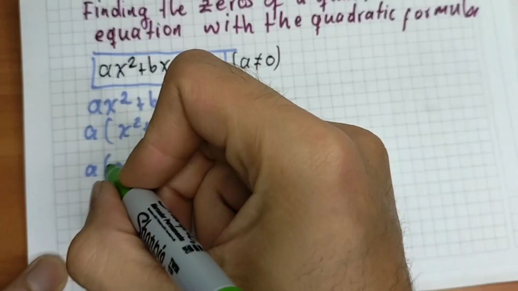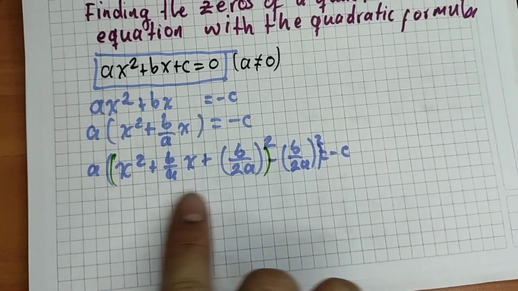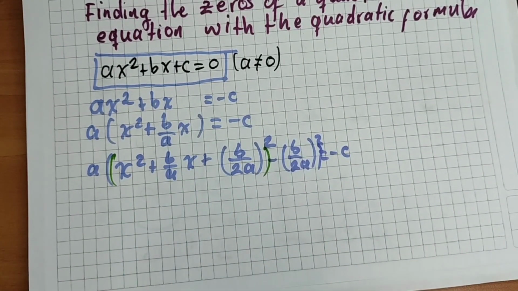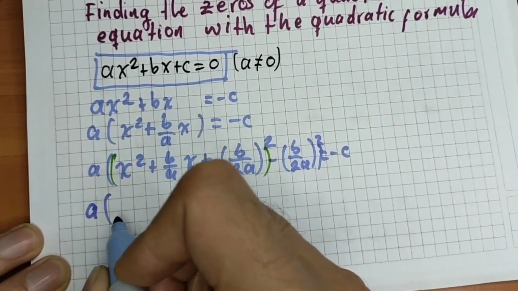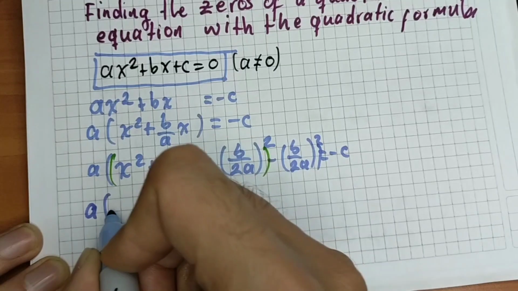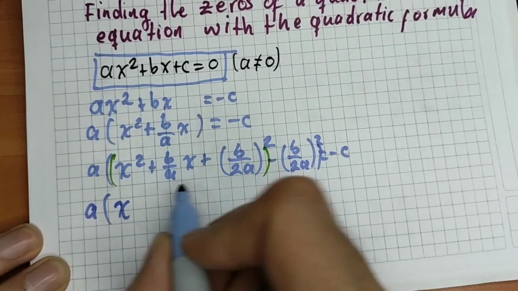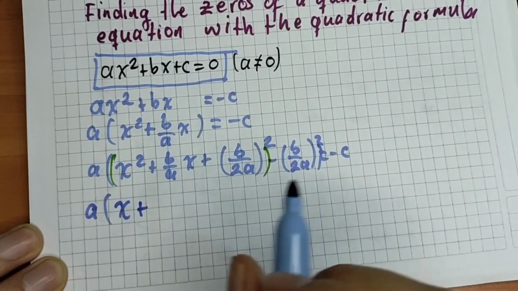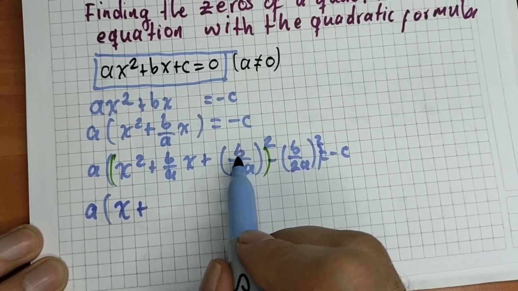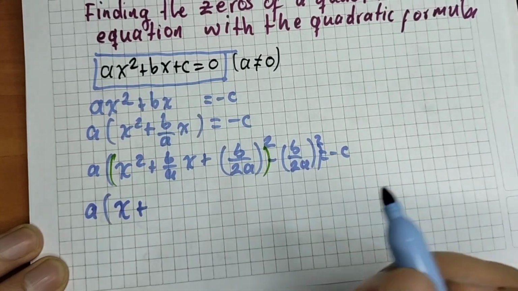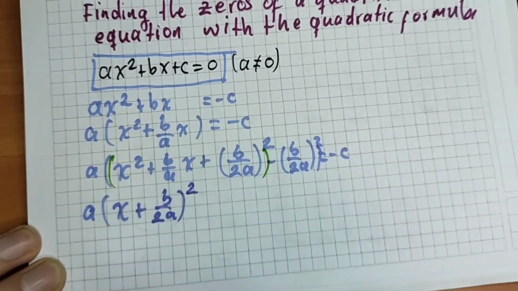I can group this section of the polynomial that I have here. And as this is a perfect square trinomial, this means that I can factor it. And I will have a times the square root of the first element, that is x squared; the square root of x squared is equal to x. Plus, I keep the sign of the element b of the trinomial, so plus the square root of the third element. The square root of the third element, b over 2a squared, would be b over 2a. And all this stuff squared.